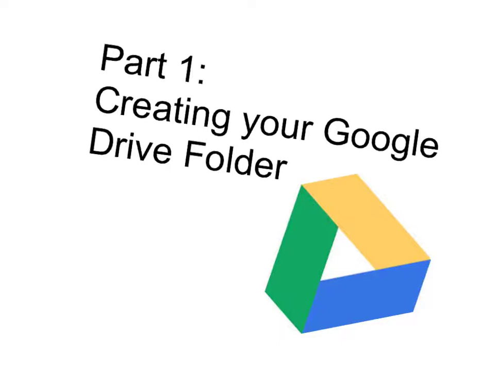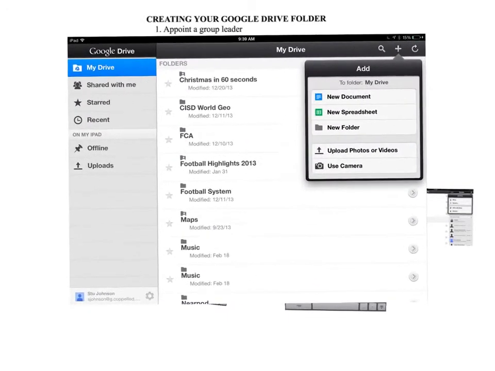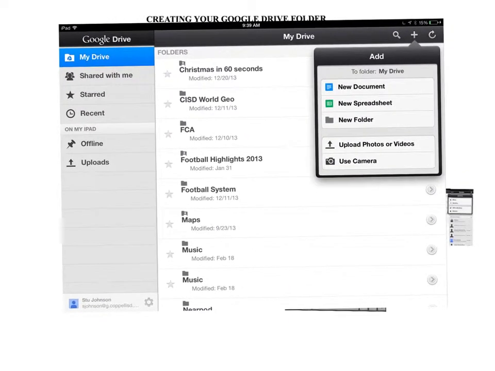Part 1 of this tutorial will show you how to create your Google Drive folder. Once groups have been established and each group has the world leader that they'll be studying, the first thing they need to do is appoint a group leader. The group leader will then open up the Google Drive and they will create a new folder by selecting the plus sign and new folder.